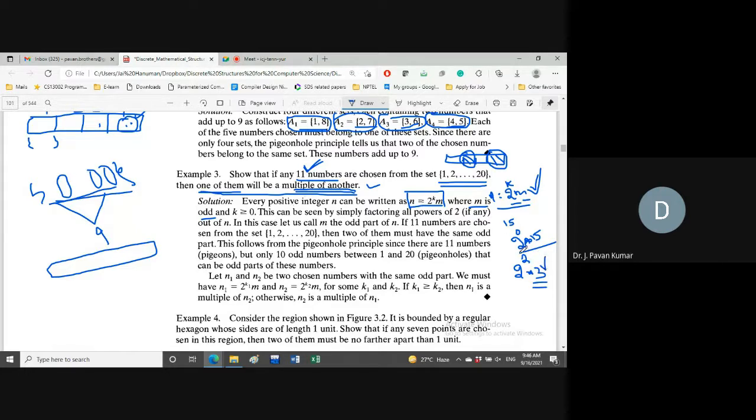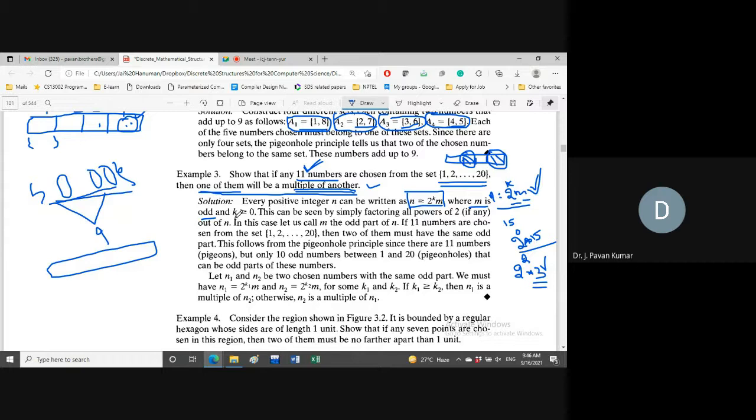If you observe, consider 16: 2 power 4 into 1, and 1 is odd. Next, 12 we have seen. Next, consider 14. What is the k value and m value? 2 power 1 into 7. So the k value is 1 and the m value is 7. So m is always odd.